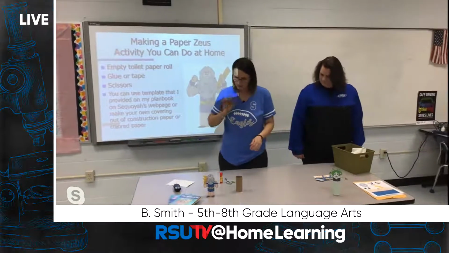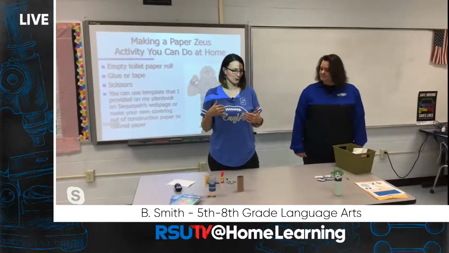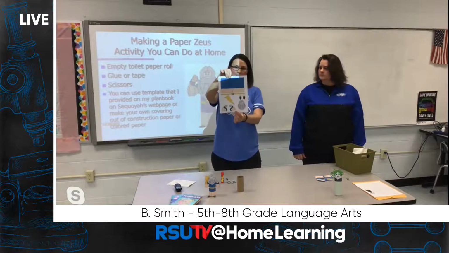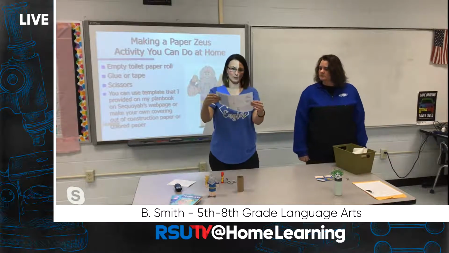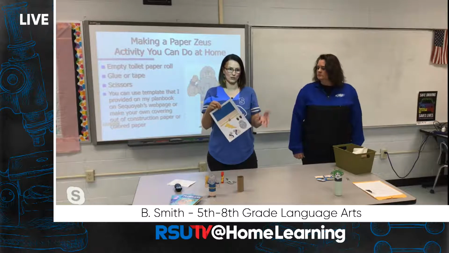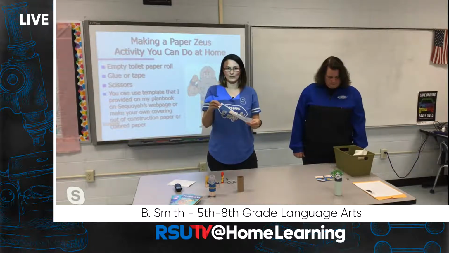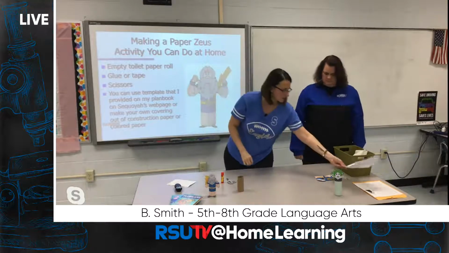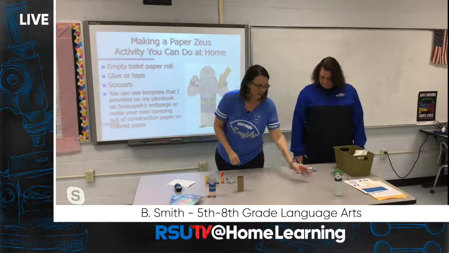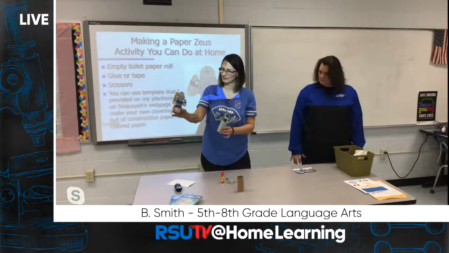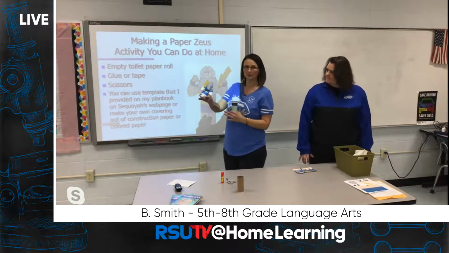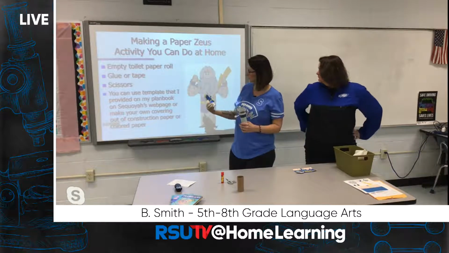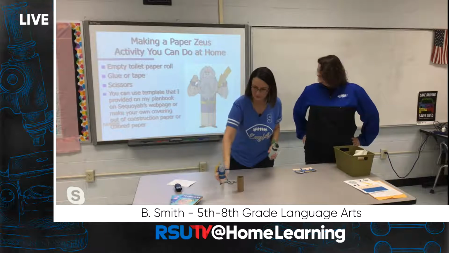Now, on my website, on the plan book for Sequoyah, I have this template that you can use, and you can cut this out. You don't have to use this template. You can use construction paper, or you can design your own outfit for Zeus, but this was just kind of handy. So I pre-cut everything, and so I have my Zeus here. I put the thunderbolt on the wrong side, but here's what it looks like. And this Zeus has special powers, and you'll see that in a second.